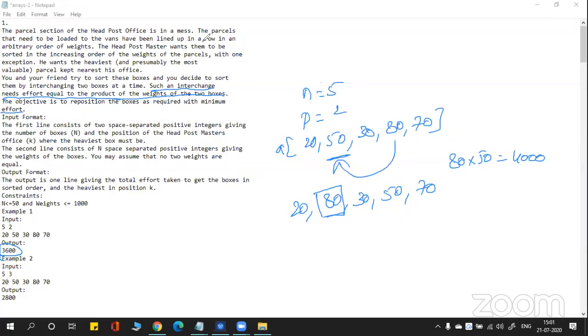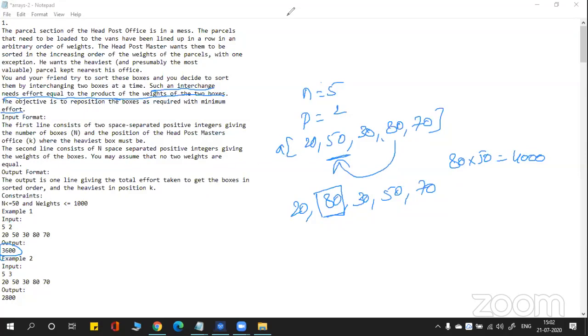Yes. Any answers? Anyone? So here, if I go with the logic that is being described, I'm just swapping the maximum with that position. At the position I have 50, and the maximum is 80. If I do that, my effort becomes 4,000, but they're saying the minimum effort can be 3,600 only. So can anyone tell me how we can minimize the effort?